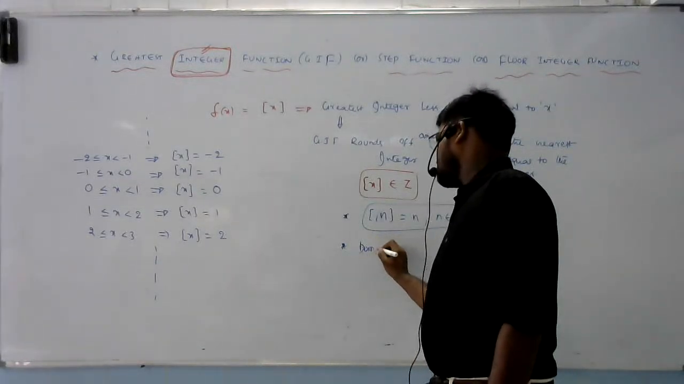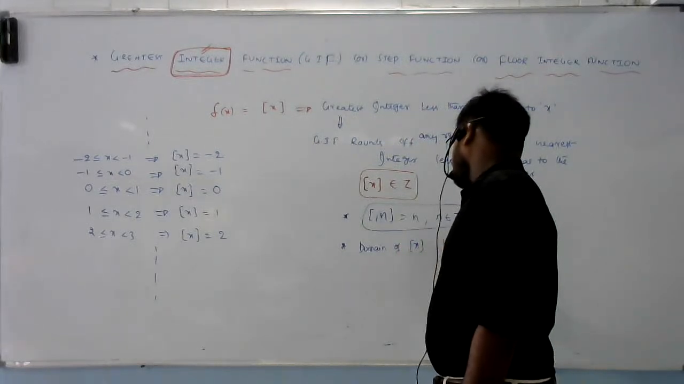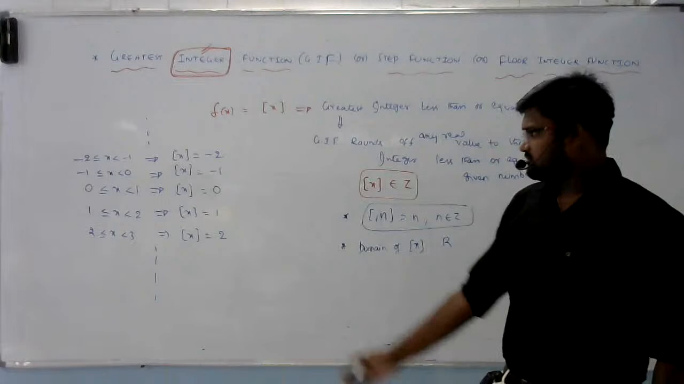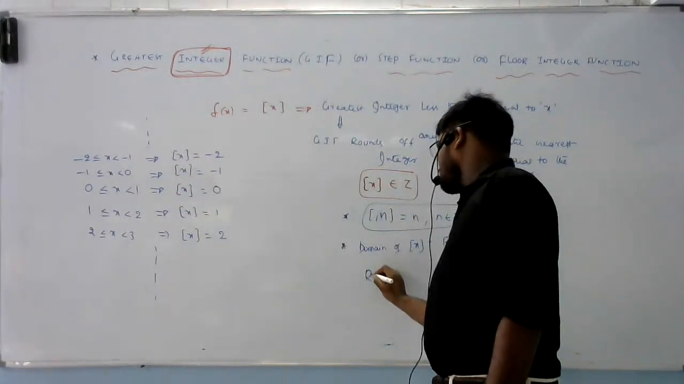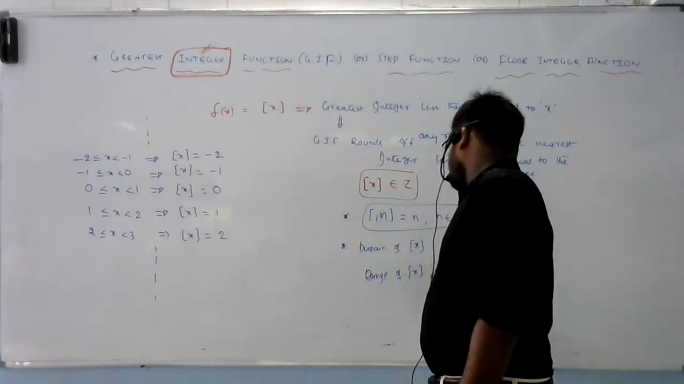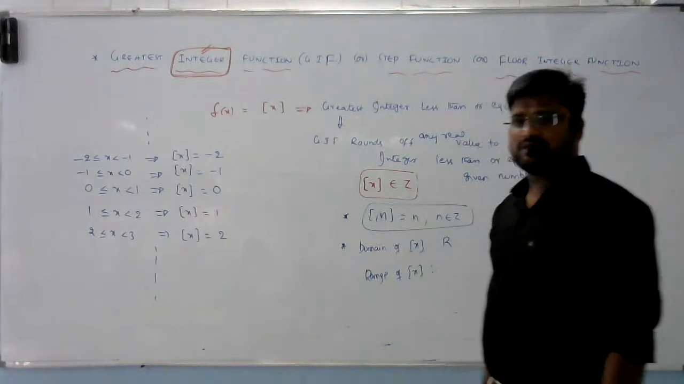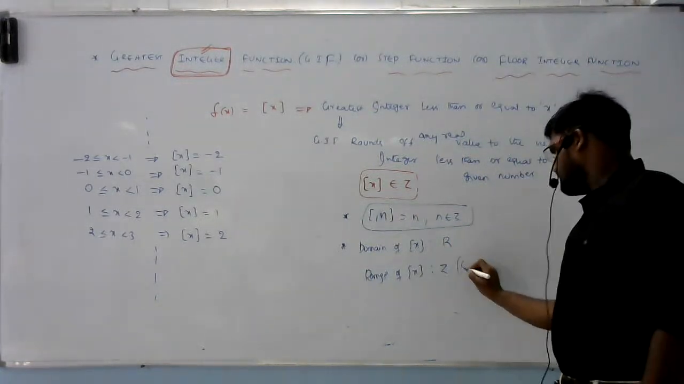Now, one more thing. What is the domain of step function? Of course, it is defined for all real numbers, right? Now, what about range? Just now I told you. What is the range of greatest integer function? It will always give integers. Set. Understood? What is the meaning of set? Z?